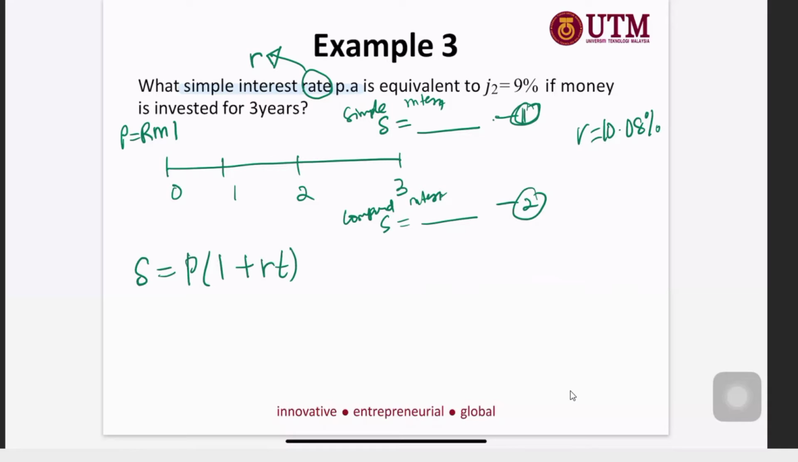Okay. For this number 1. Okay, so what is the value of P? So now we assume the value of P is 1. So 1 plus, now your R we didn't know, right? It's unknown. How about T? 3. Okay. So since this one is per annum, and this 3 is also in years, so it will just be 3. Okay. So this is for 1.